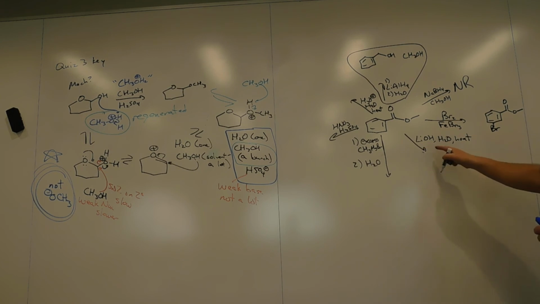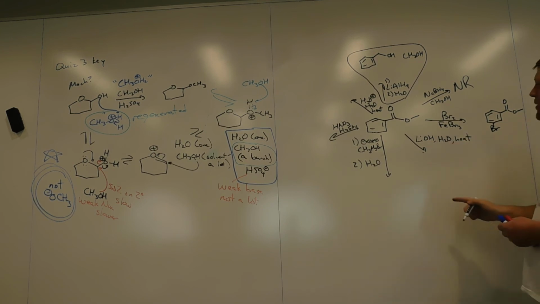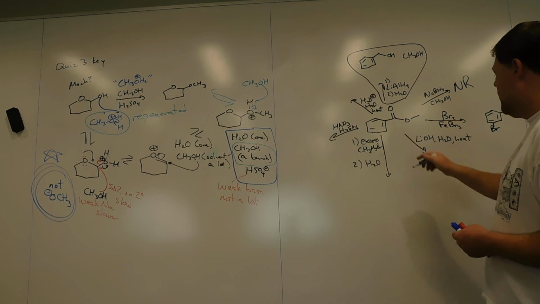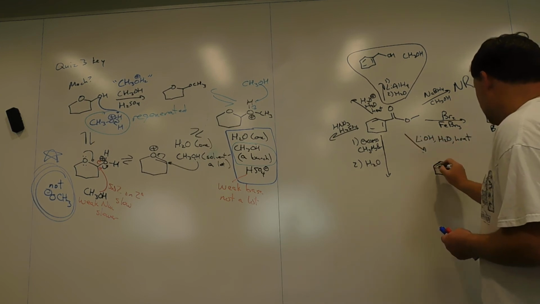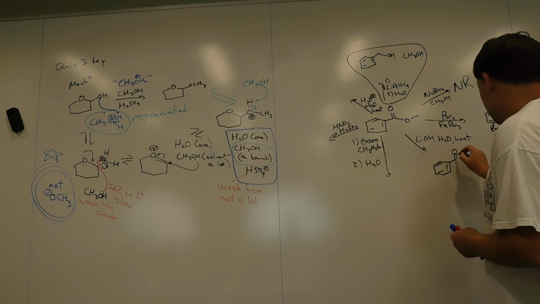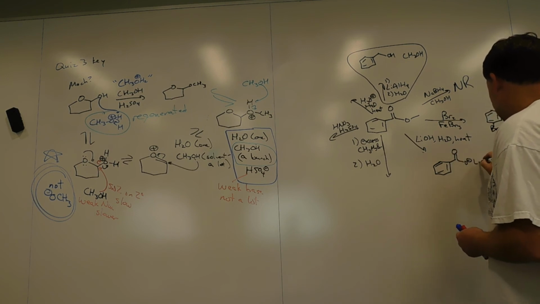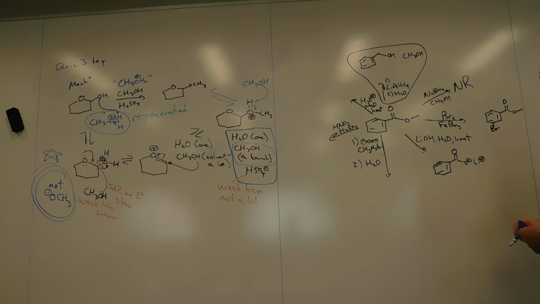Lithium hydroxide, water and heat, so aqueous base. Heating this up, this is going to be a hydrolysis reaction. We're going to substitute OH for methoxide and then do acid-base chemistry. So this is going to end up O minus lithium plus. You don't have to write that lithium plus if you don't want to, and methanol.